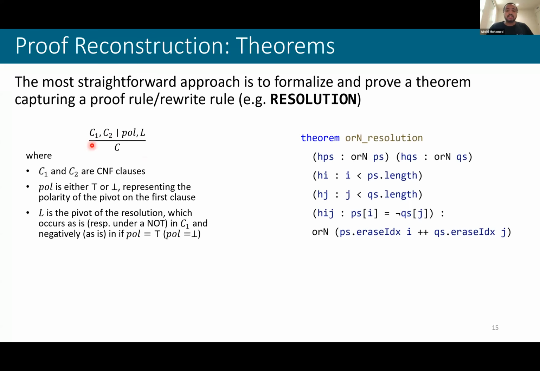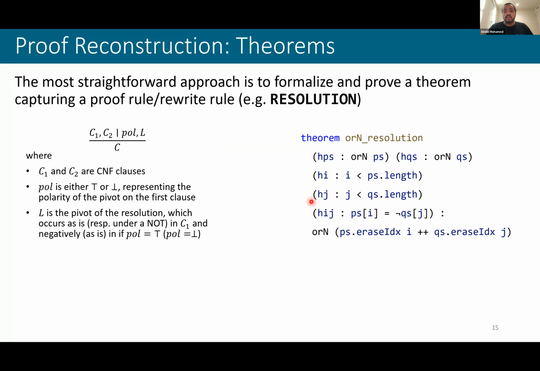So we formalize this as in the following theorem. Since C1 and C2 can contain an arbitrary number of literals, we just have this represented by a list of literals, a list of propositions Ps, and then we do a disjunction over all of them. So this is what OrN stands for. And similarly for Qs, it's the second clause.